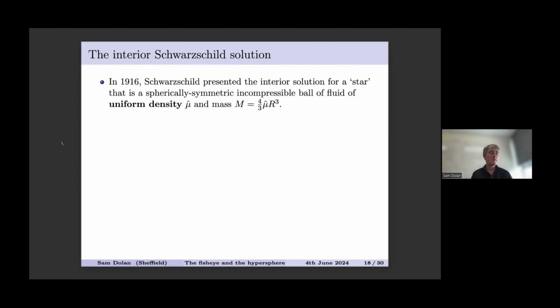And he presented this quite shortly after presenting his exterior solution, which is the one that probably you're more familiar with. The metric describes the spacetime outside any spherically symmetric matter distribution, and it also describes a spherically symmetric black hole. That's the exterior solution. Here I'm talking about the interior solution, but you can match the two together at the surface of this star or ball.